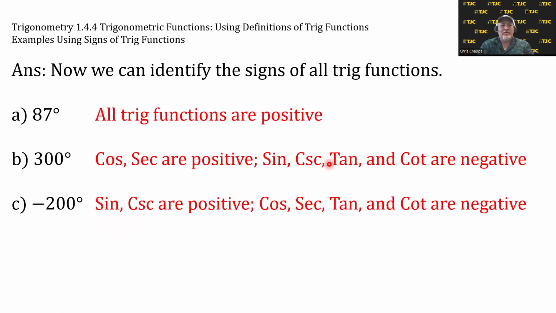So for 87 degrees, all trig functions are positive. For 300 degrees, cosine and secant are positive, but sine, cosecant, tangent, and cotangent are negative. And for negative 200 degrees, sine and cosecant are positive, but cosine, secant, tangent, and cotangent are negative.